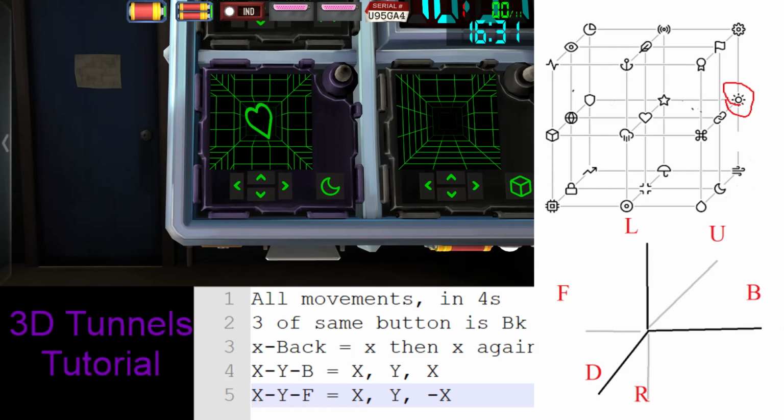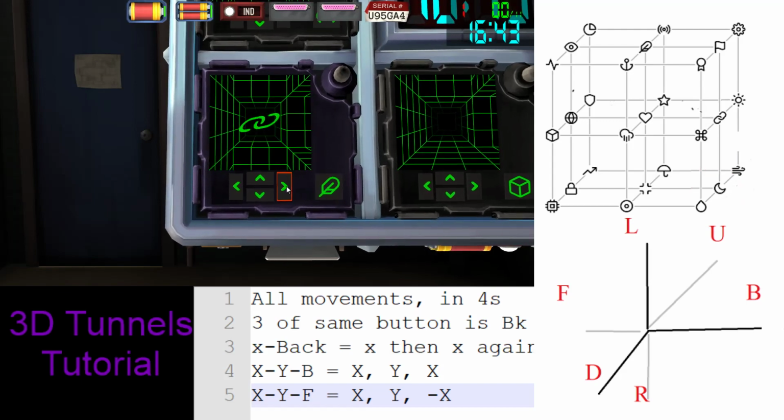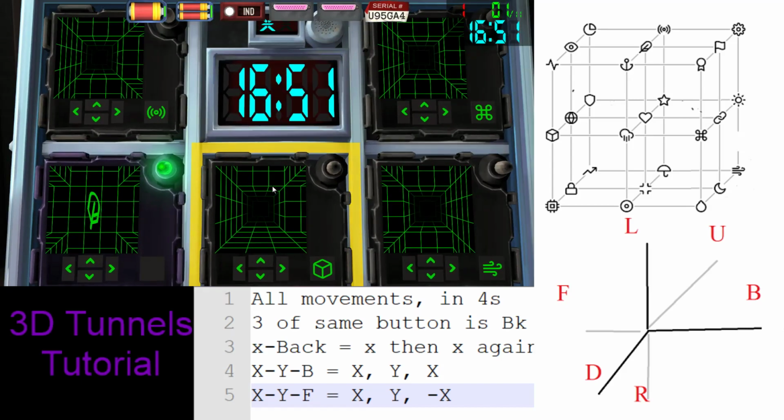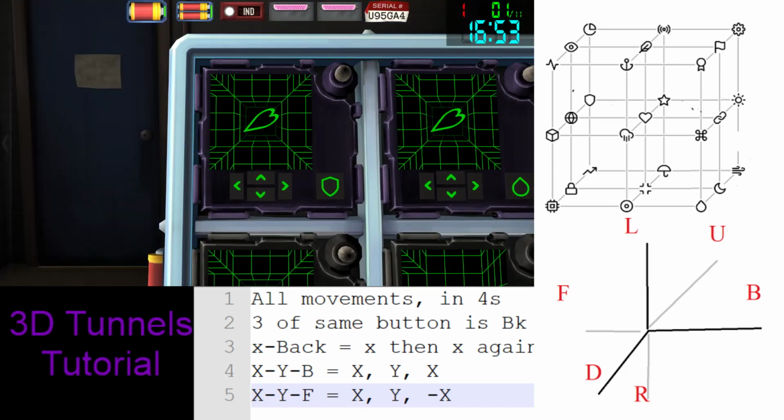Now we need moon. Moon is back, right. So that's going to be 2 rights. 2 more rights to return to normal. And then leaf is just 1 left. And that's a solve. Let's do one more here on these easier versions.